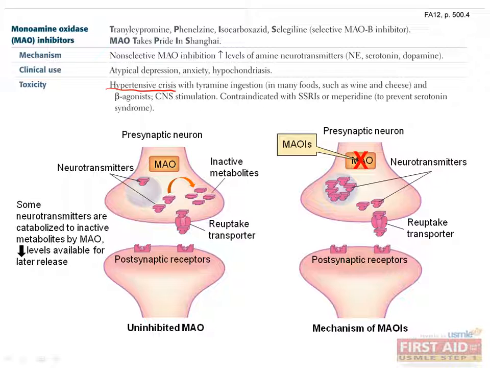This is a very high-yield fact to remember, as many test questions will feature a patient with depression going into hypertensive crisis after eating these foods. So remember, in addition to taking pride in Shanghai, Mao doesn't like wine or cheese. Also remember, MAO inhibitors can increase the levels of serotonin and can increase the possibility of serotonin syndrome if they're mixed with drugs like SSRIs or meperidine, and therefore it's contraindicated to use these two together.